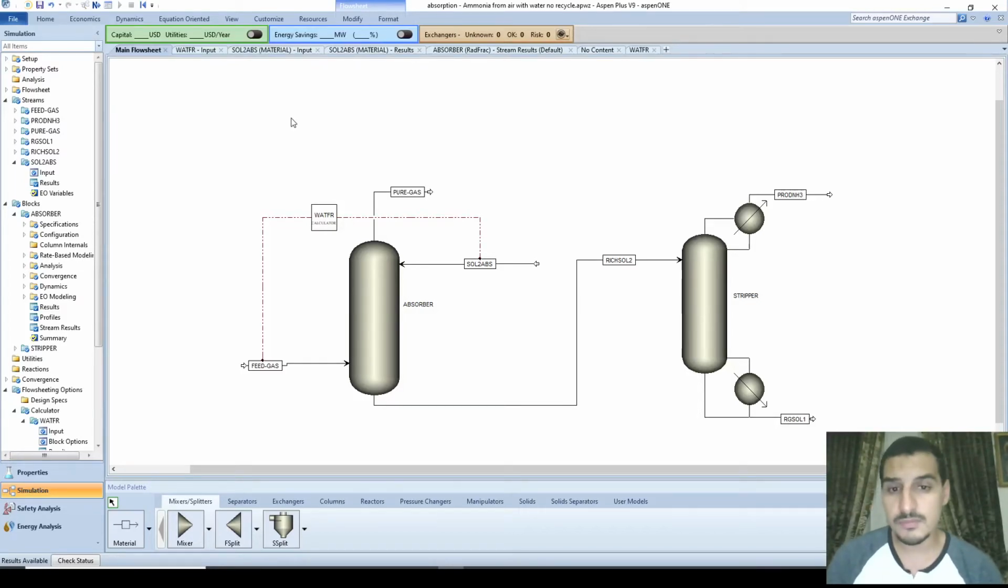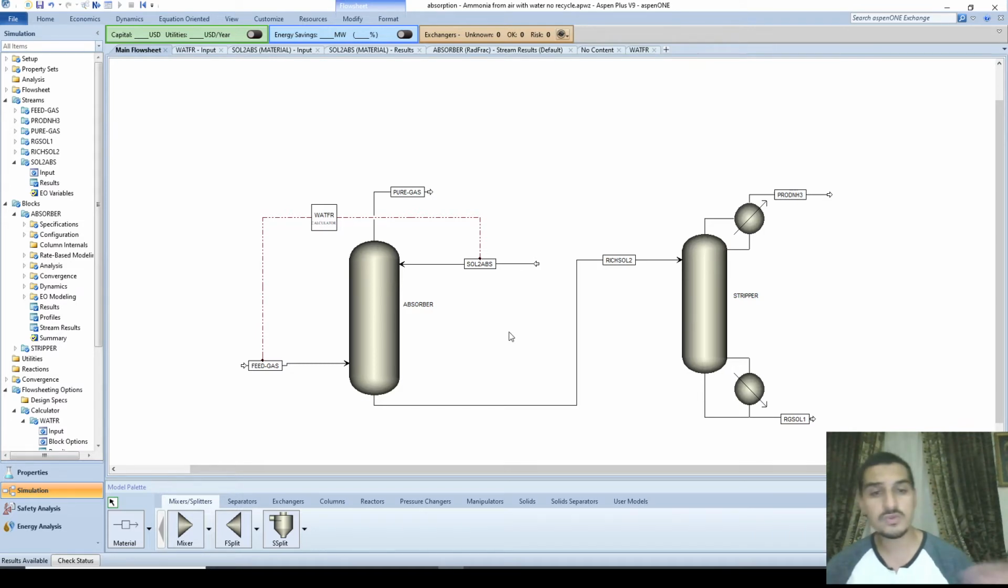Hello everybody. So we're still talking about the calculate option in Aspen Plus, and in this video we will do one more exercise. Previously we did the exercise of calculating the solvent flow rate based on the feed flow rate using the calculator option, and today I want to do one more thing, which will help us learn more about the calculate block in Aspen Plus.